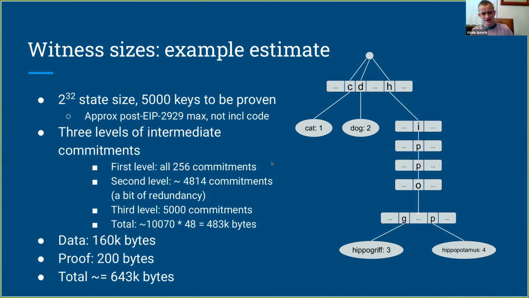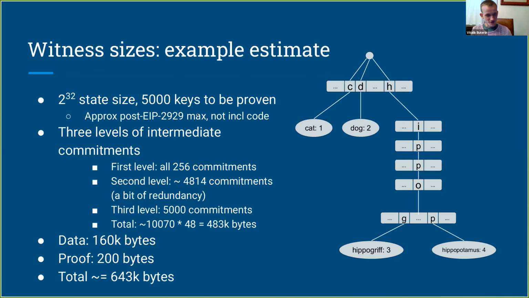So here's just an example estimate. Assuming a state size of 2 to the 32, and assuming you're proving 5,000 keys, which actually is approximately the post EIP 2929 maximum, not including code. We do want to add a gas cost for accessing individual chunks of code at some point, but we do not have this yet.